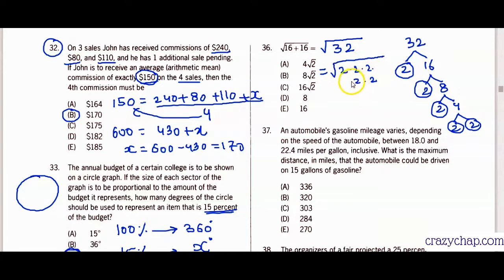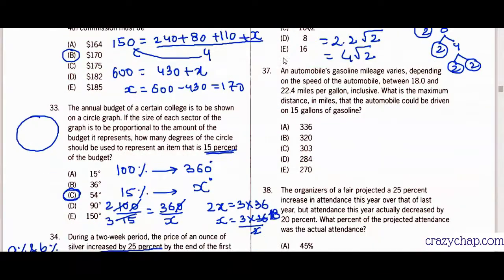Guys, please understand this is a square root, so we'll be looking for the complete pairs. So this is one complete pair, so that will become a single 2. This is another complete pair, will become another 2, and this 2 is left alone, did not make a pair, so it stays inside the square root. So 2 times 2 is 4 root 2. Option A is the correct answer. Let's solve question number 37.